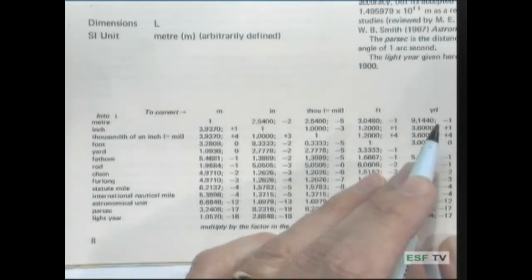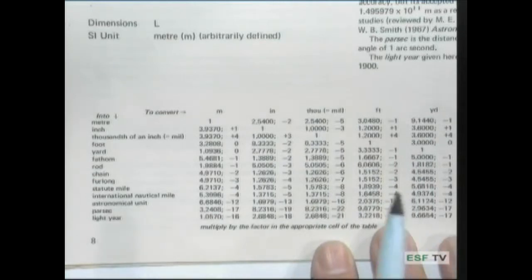All right. In other words, 0.91440. And you can just take that number, and if you have 5 yards, for example, you multiply that by 0.91440, and you end up with a certain quantity of meters.